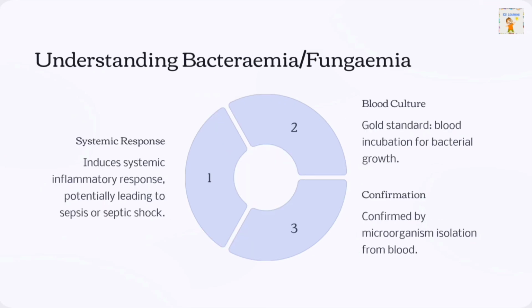So first we have to understand that whenever there is bacteremia or fungemia, there is a systemic inflammatory response which leads to severe sepsis or septic shock. Blood cultures are the gold standard, and incubating blood in a medium for bacterial growth will eventually give us isolation of the microorganism from the blood culture.